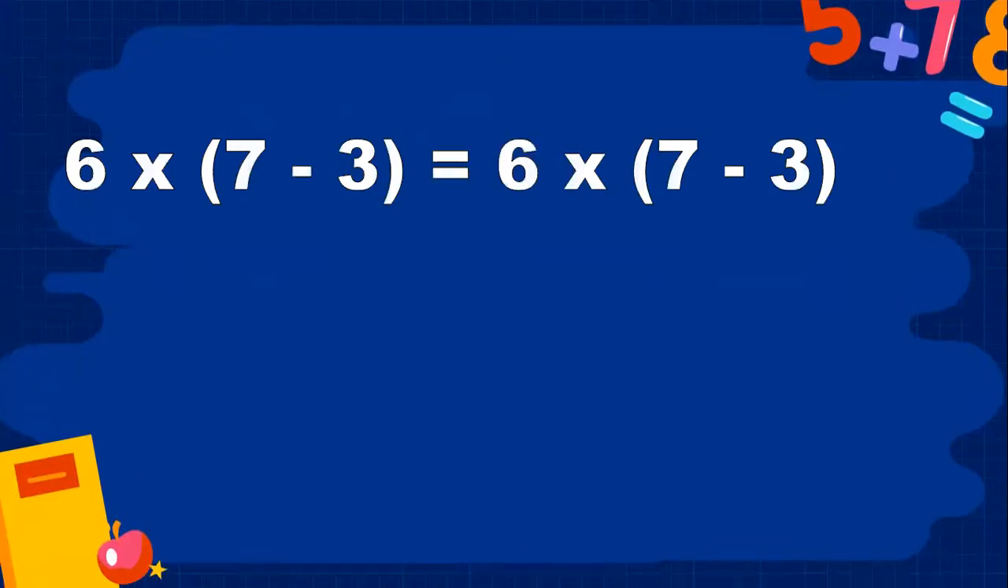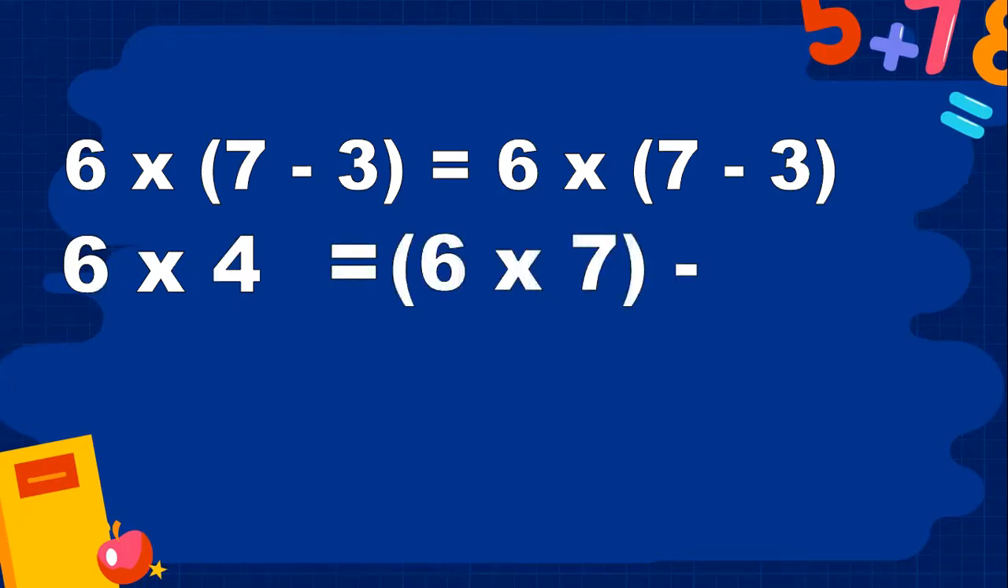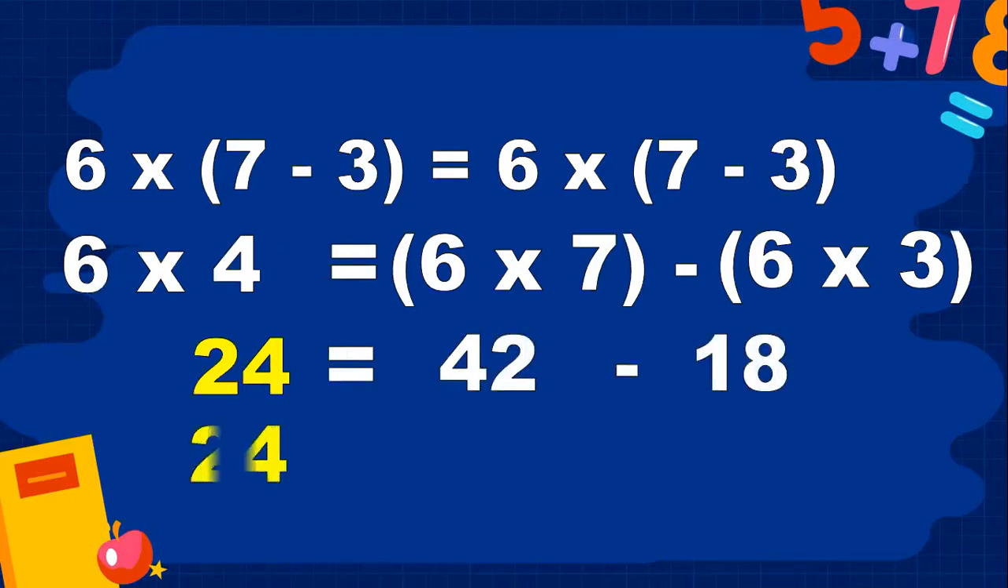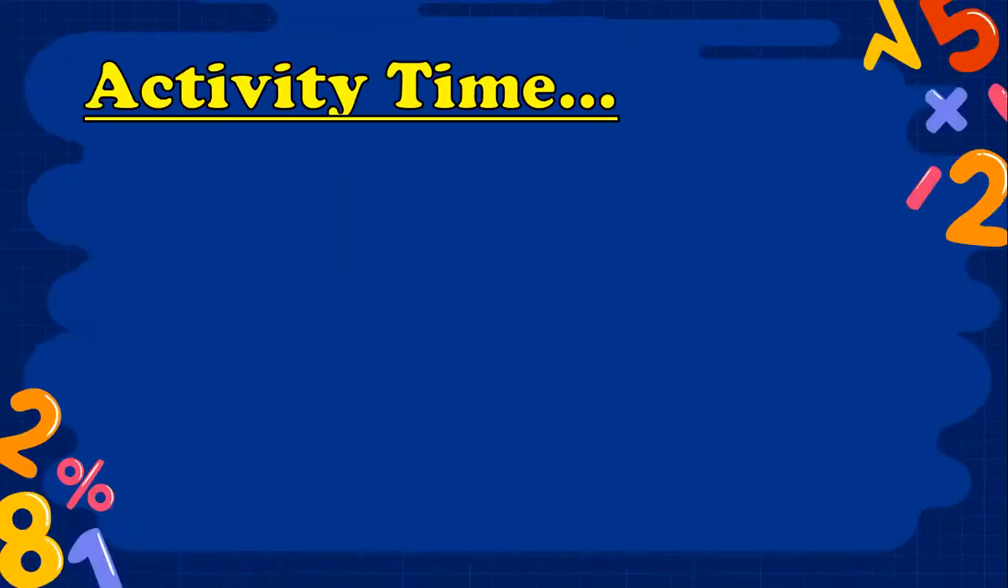Another, we have 6 times the group of 7 minus 3. 7 minus 3 is 4, so 6 times 4 is 24. Using the distributive property, or distribution of 6, we have 6 times 7 minus 6 times 3. 6 times 7 is 42 minus 18. 24 is equal to the difference of 42 and 18, that is 24. That is all about the properties of multiplication.